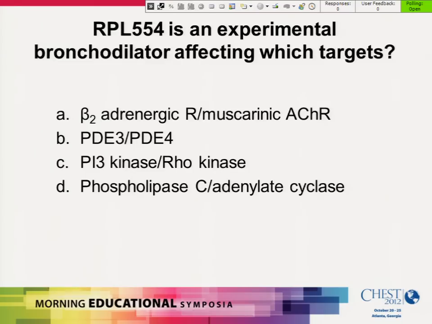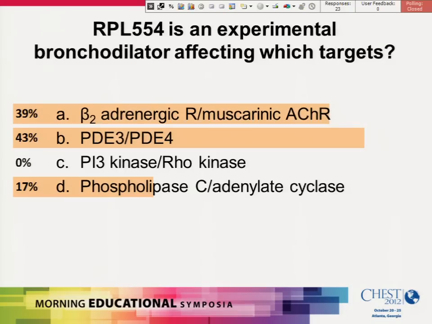RPL554 is an experimental bronchodilator affecting which target? Choose one. It is a PDE3, PDE4 inhibitor, very early in development. You saw the results. All right.